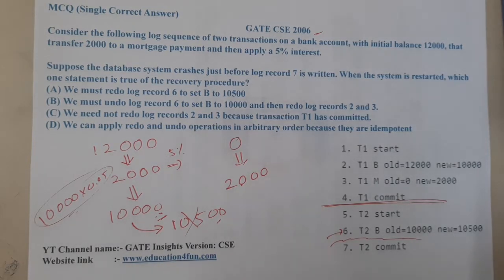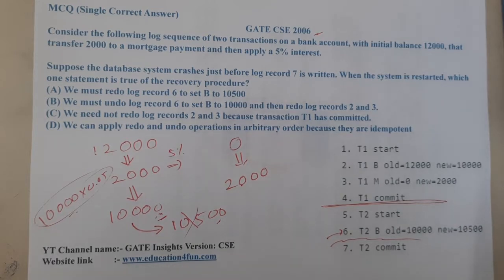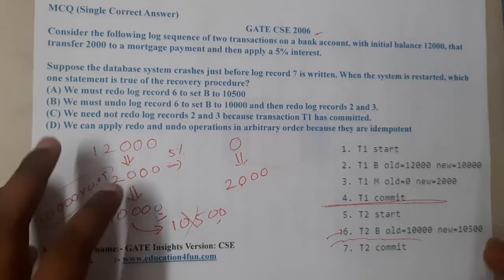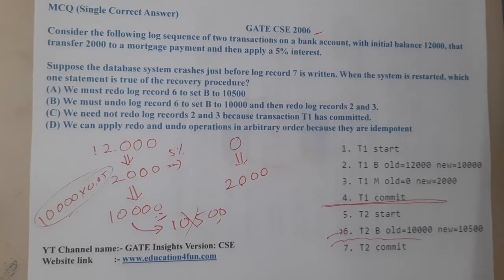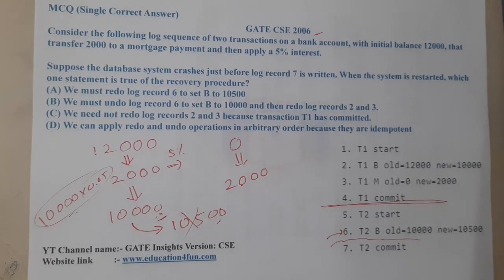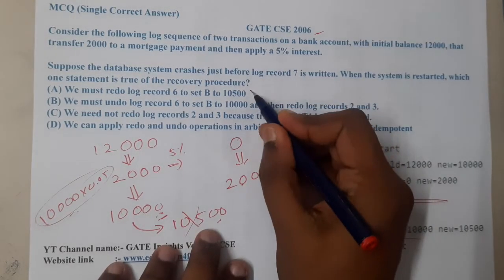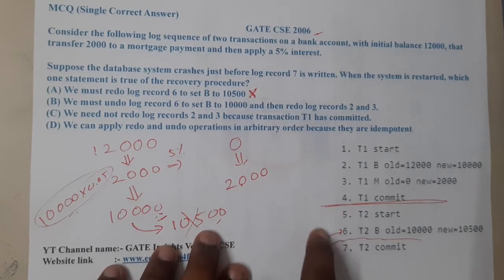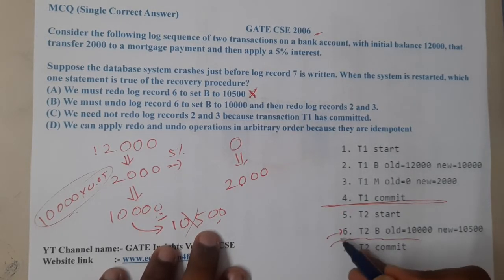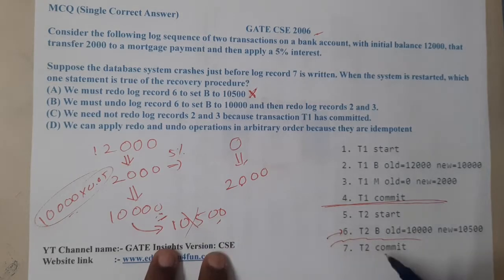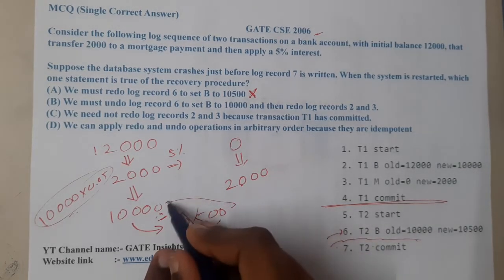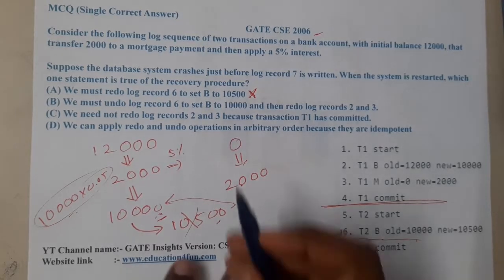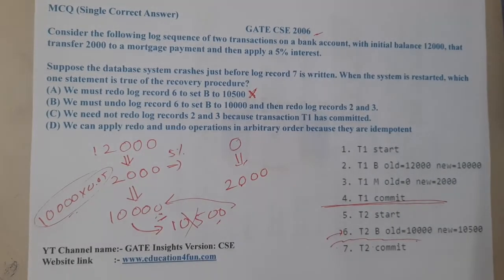I think there are some issues with this particular question. Are the options correct? Give me a second, guys, I'm just cross checking the options. Okay, yes, the options are correct. Option A says that we must redo log 6 to set B equal to 10. I am against this statement, because do we need to redo it, or first do undo and then do it? First you need to undo it, because the current balance is 10500 and it has been stuck here. So you need to go back first and then restart your execution. But it is directly saying we will redo that. So that's wrong, right?